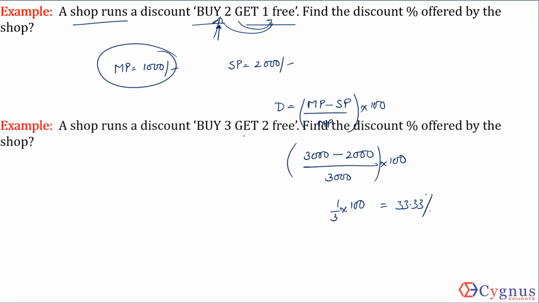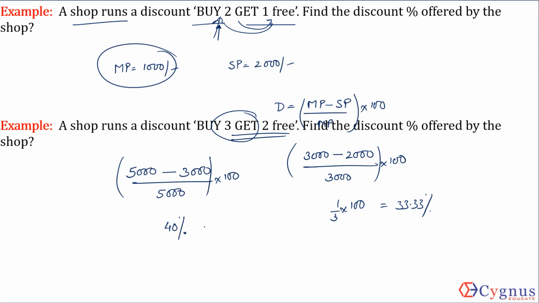Let's take one more. Buy three, get two. That means effectively you'll get five shirts here. So you should have paid for five shirts, which is equal to 5,000, but you end up paying for three only. That means you paid 3,000, divided by what? Again 5,000 into 100. So what do we get here? 2 by 5, which is equal to how much? 40%. So instead of giving you a flat discount of 40%, shopkeeper said that buy three, get two free so that he can clear the stock also.